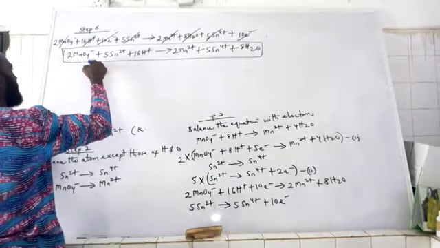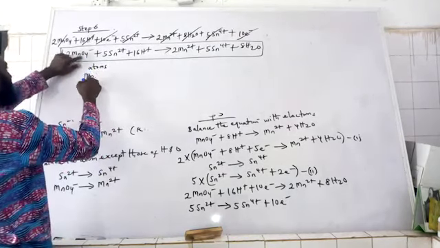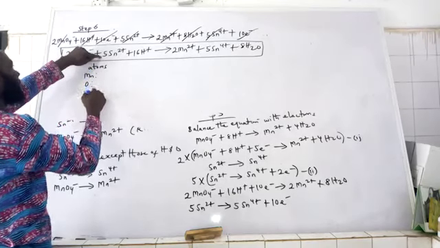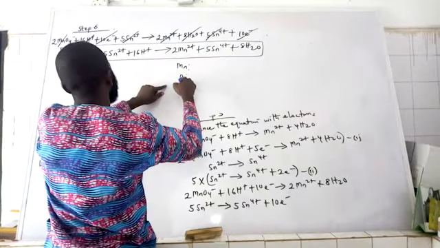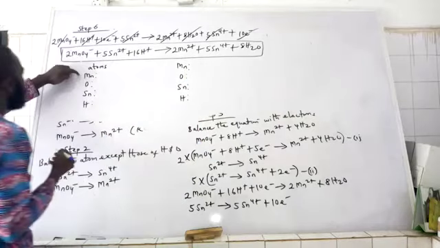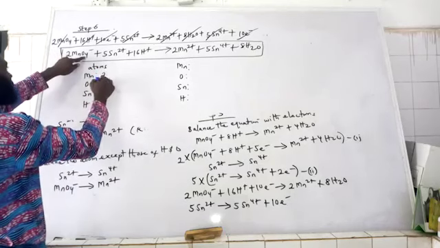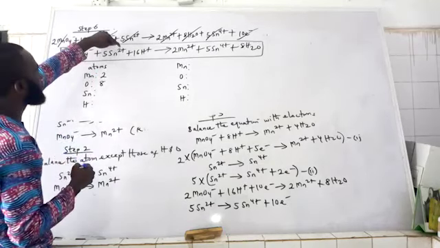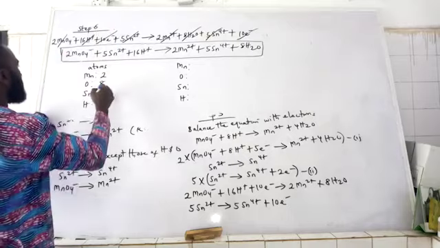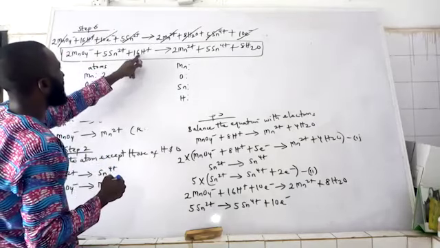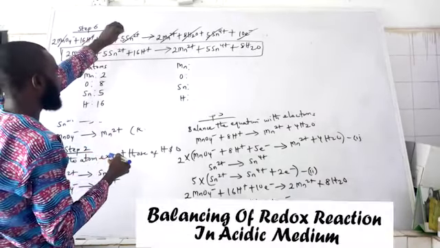I'm going to check the number of atoms if they are balanced on both sides. I have manganese, oxygen, tin, and hydrogen. The same thing applies here. What's the number of atoms of manganese here? We have 2. For oxygen, I have 2 times 4, which is 8. For tin, I have 5 atoms of Sn, so that's simply 5. Then for H, I have only 16. I'm dealing with the atoms, not charges. Atoms, forget about the charges, okay?